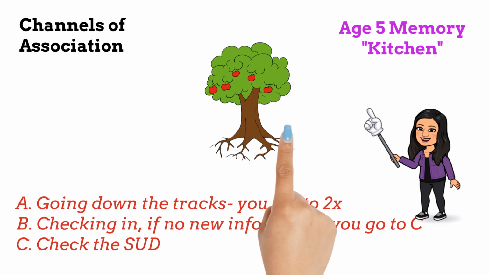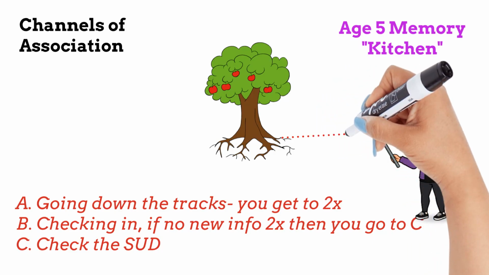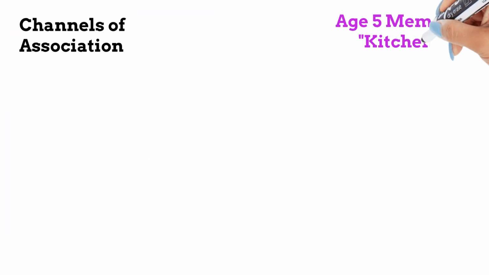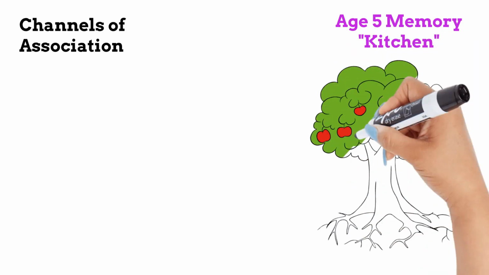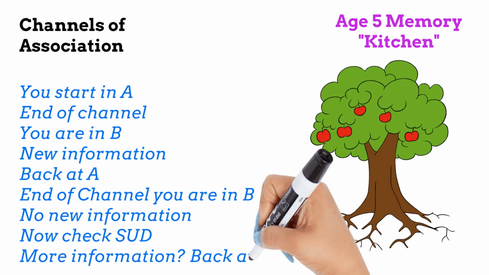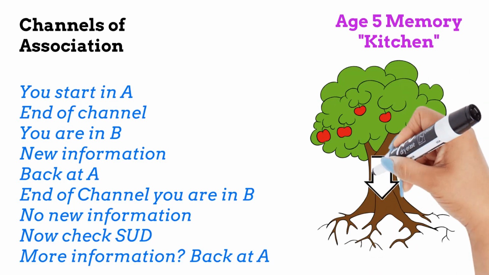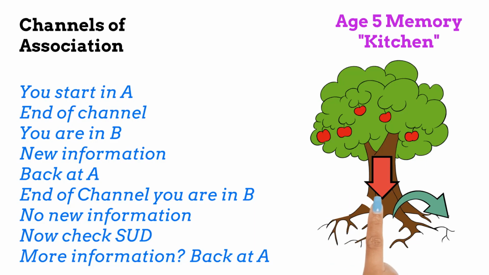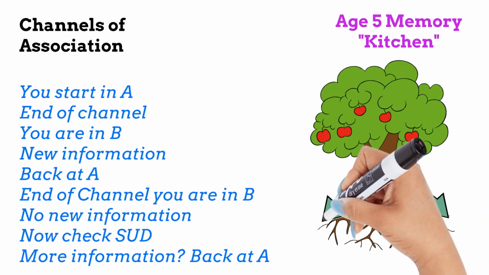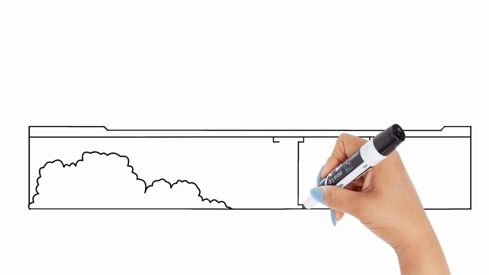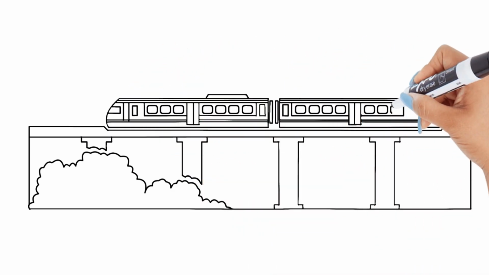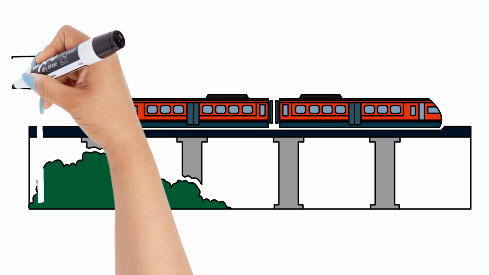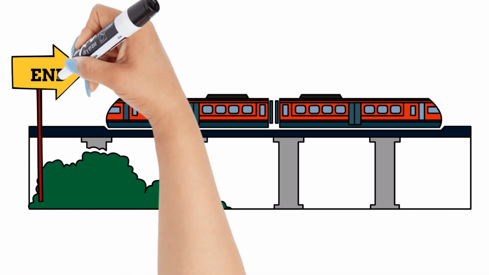You check in when you're at B. You check in and you say, when you bring up that memory as you experience it now, what are you noticing? If you do not get any new information there, if you get 2 neutral or 2 positive at that point, then you go to C and you check the SUD. Because you might be at the very end of that channel of association. You might nearly be completed with neutralizing that memory. But if you get more information when you check it at B or C, then you're back at A.